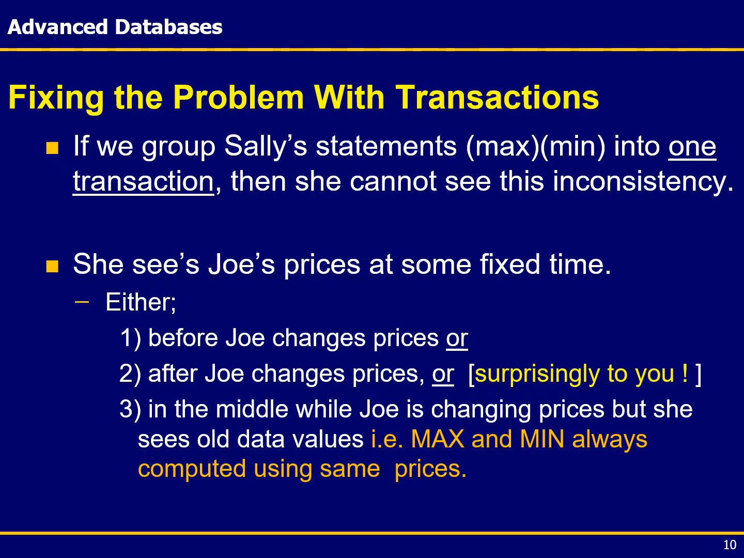Now, if we group Sally's statements, max and min, into one transaction, then she's not going to see this inconsistency. Okay? She will see Joe's price at some fixed point. Okay? Before Joe changes the price, or after Joe changes the price. Now, in the middle, while Joe is changing the price, she will see all data. Okay? Now, how can we get any one of those situations? What should we do actually to enable any one of those situations?